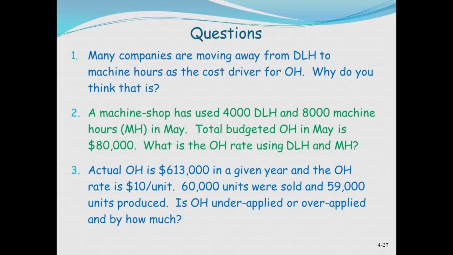Okay, question number 3. Not necessarily. So your actual overhead is $613, and your overhead rate was $10 per unit. You sold 60,000. You produced 59,000. Was it underapplied or overapplied? Well, you did it great. You just used the wrong term at the end.